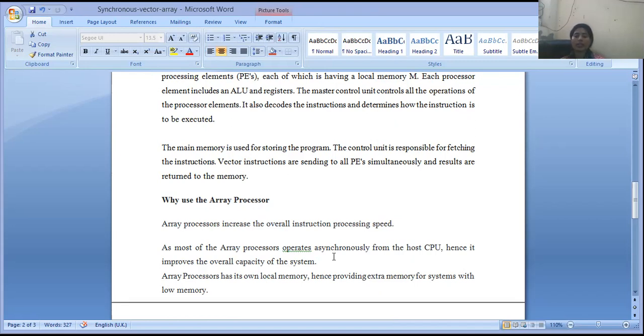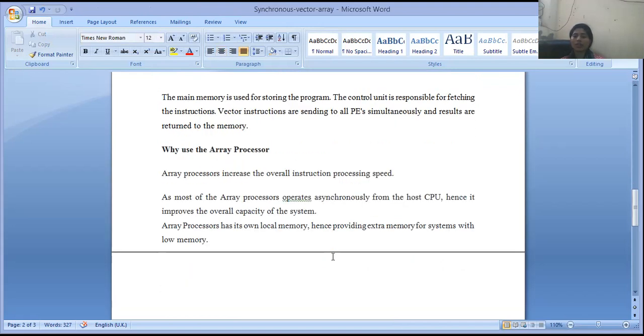Now the concept here is, why use the array processor? What are the benefits of using the array processor? The array processor increases the overall instruction processing speed, as most array processors operate asynchronously from the host CPU, and hence it improves the overall capacity of the system. The array processor has its own local memory, also providing extra memory for systems with low memory size.